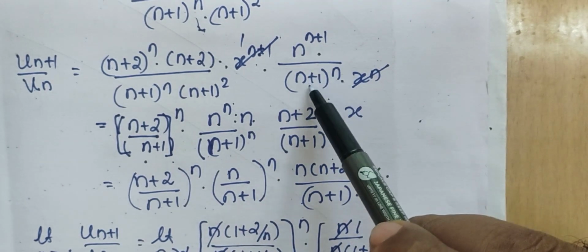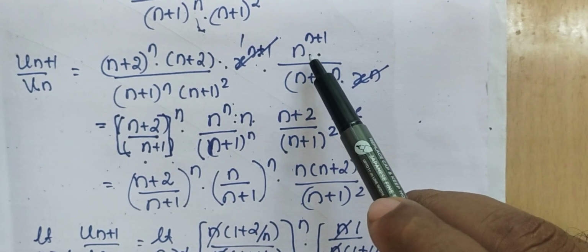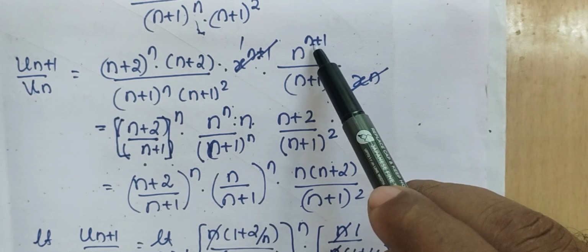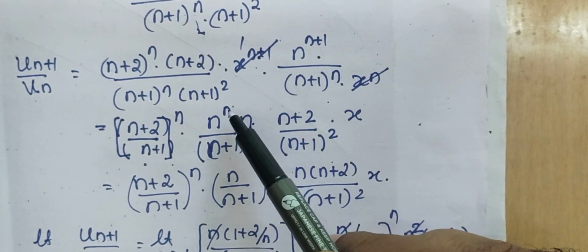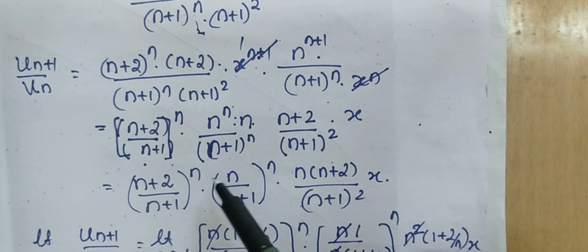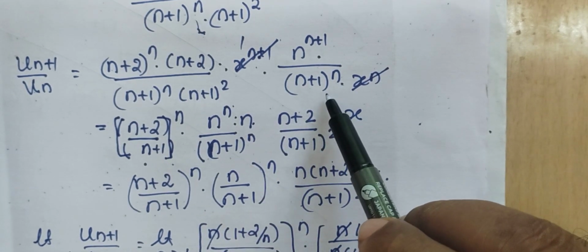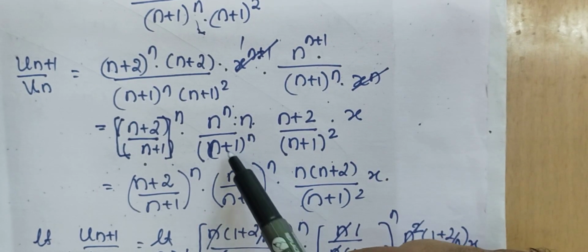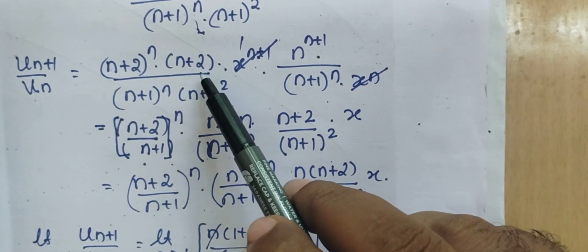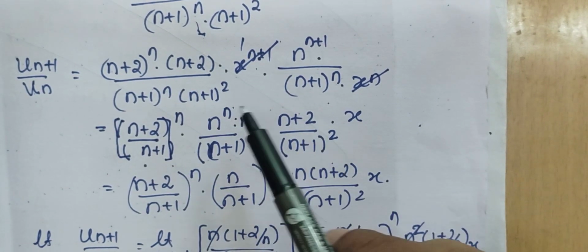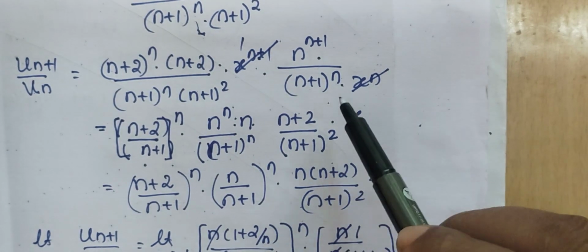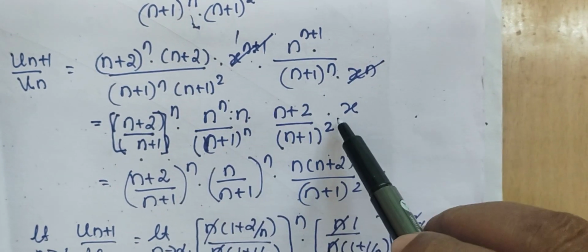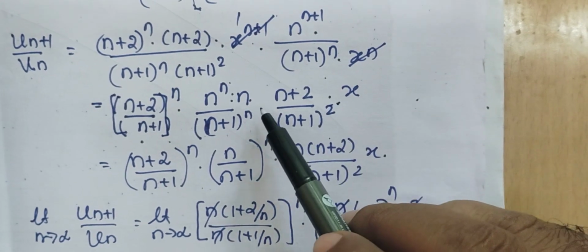And you collect these two terms, that is n^n into n^1. So that is n^n into n divided by (n plus 1)^n. So one remaining term is n plus 2 here, one remaining term is (n plus 1) whole square, and one remaining term is x. So this is the simplification.